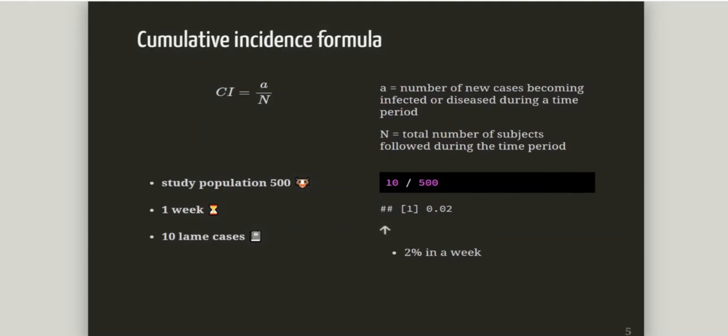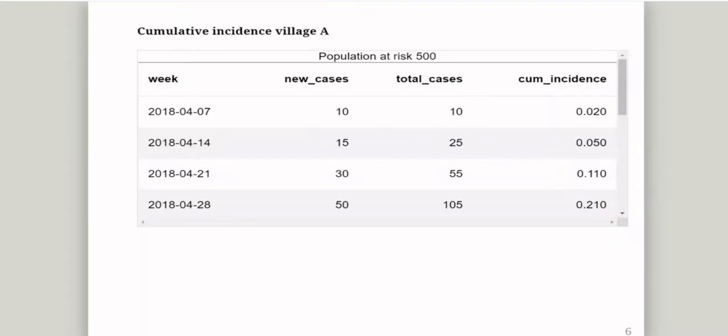The observation period can be longer than a week. Let's say, for instance, in the next table, that we follow these 500 cows for more than 1 week. And in this table, we are showing the cumulative incidence for the following weeks. So our initial population at risk is 500. In the first column, we have the week. Then in the second, we have the number of cases that are becoming lame during that period. And then in the third column, we are accumulating the cases through time.